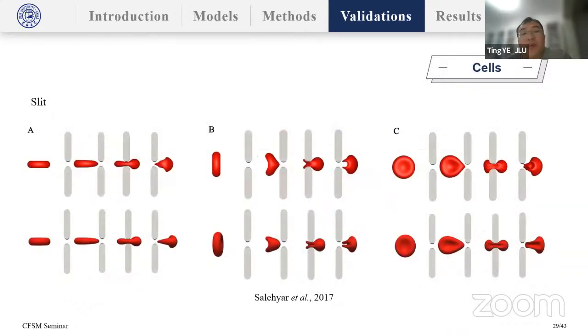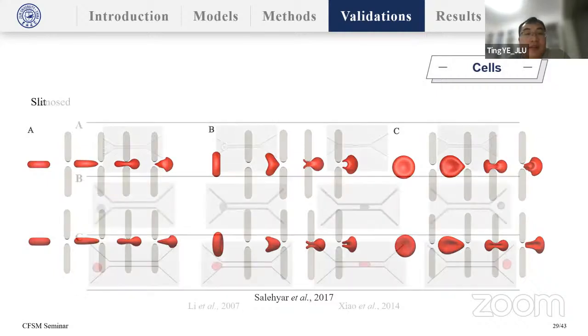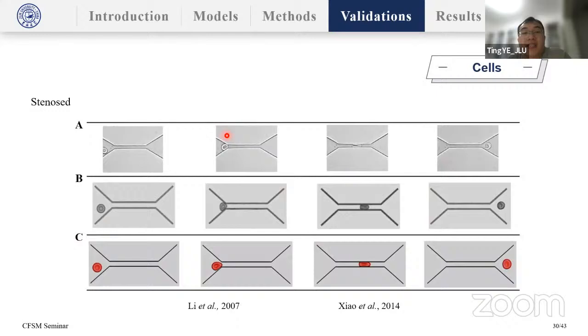Okay, after that, we move to validation of the cells. This slide shows the deformation of a cell passing through a slit. The top row is our result. Some typical shapes are observed, such as this ball shape, and the two-tug shape, and the body shape in this case. Okay, this is for a cell passing through a stenosed vessel, compared with the experiment, and this is the DPD result, and this is our SDPD result.